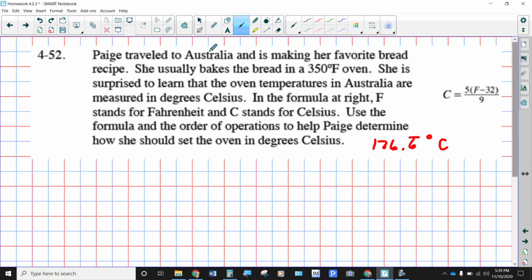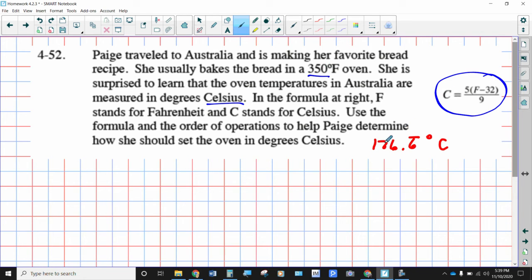All right, Paige traveled to Australia and is making her favorite bread recipe. She usually bakes bread at 350 in the oven. That's Fahrenheit, though. In Australia, they use Celsius, and this is the formula for converting from Fahrenheit to Celsius.